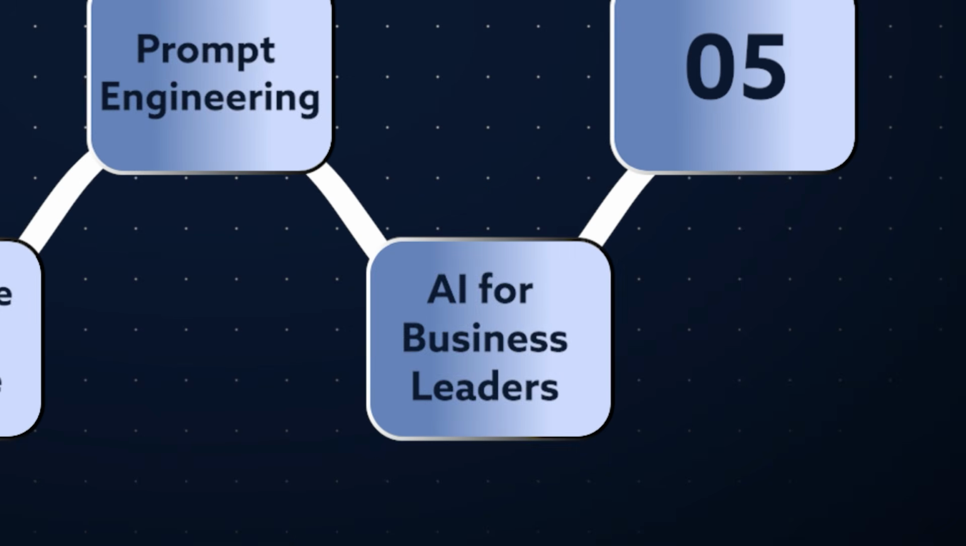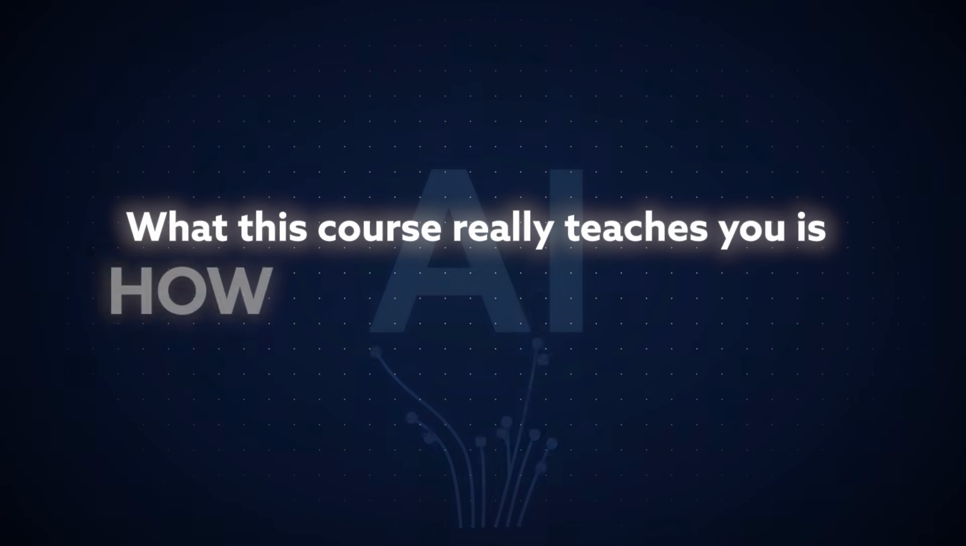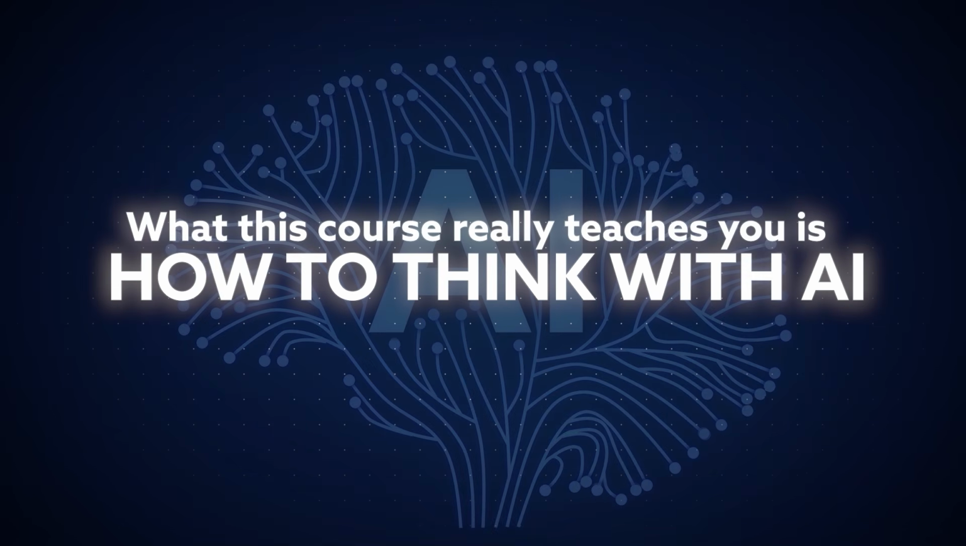This is the skill that unlocks everything else. Course number 4, AI for business leaders. This one sounds a little corporate, but stick with me. This is where things start to click. And no, you don't need to be some CEO to benefit from this. What this course really teaches you is how to think with AI, not just use it.